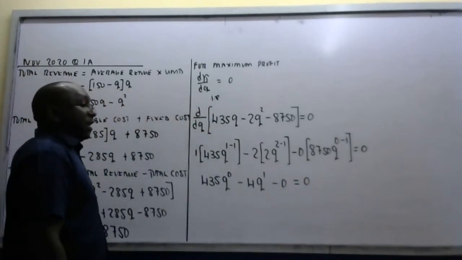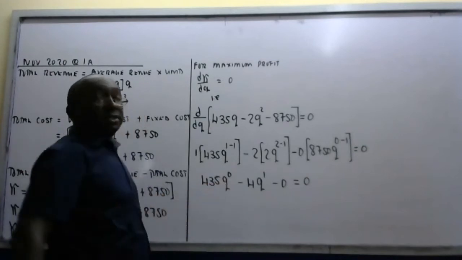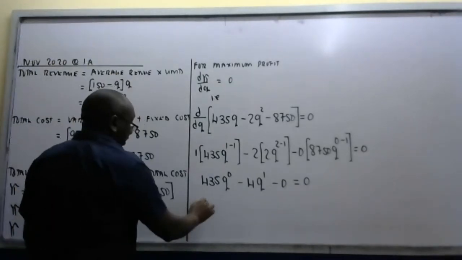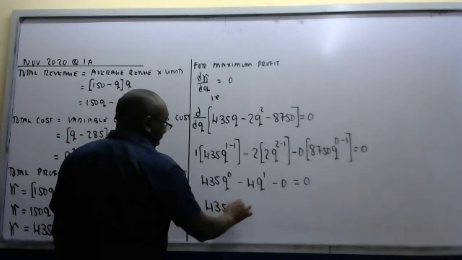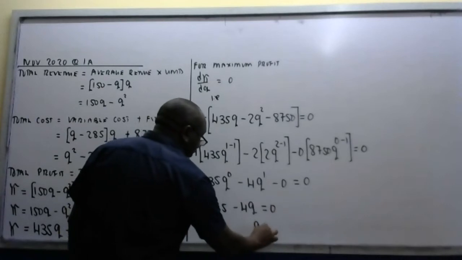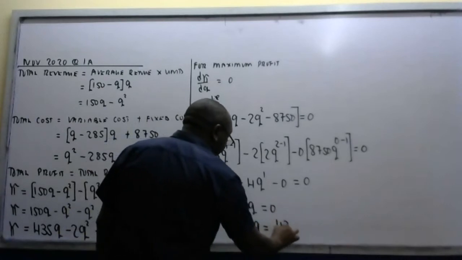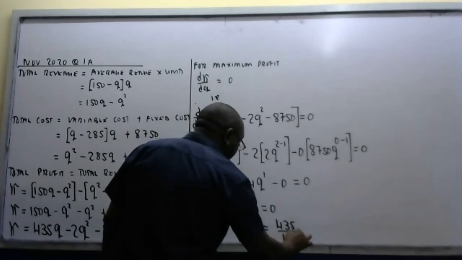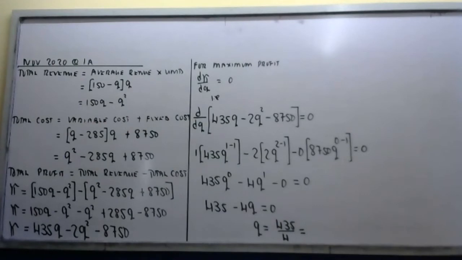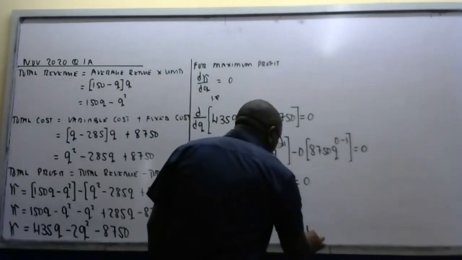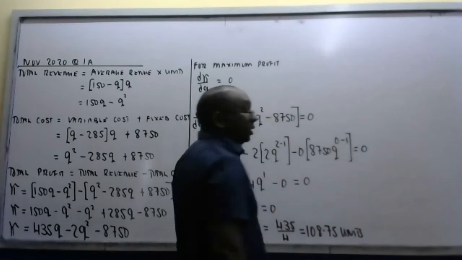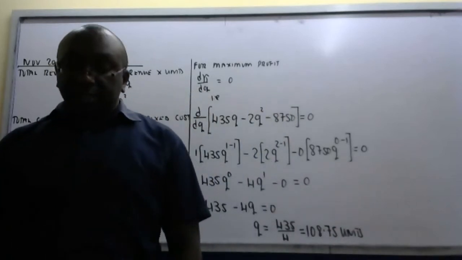And when you further simplify, a number raised to power 0 is just 1. So this is left as 435 minus 4q is equal to 0. And then it means that q should be equal to 435 divided by 4. I'm getting 108.75 units. So that is the one that maximizes profit.